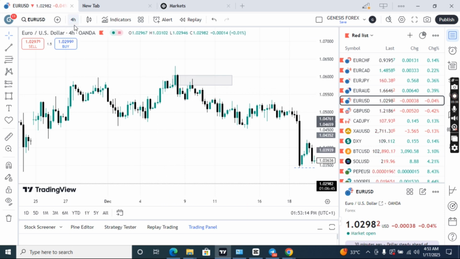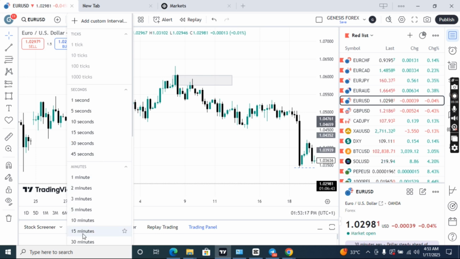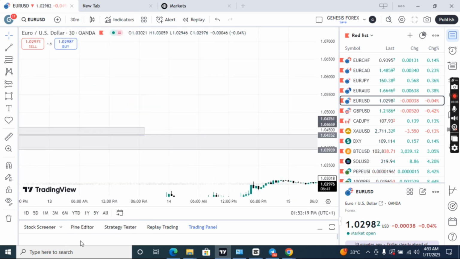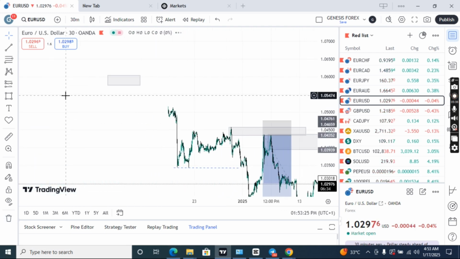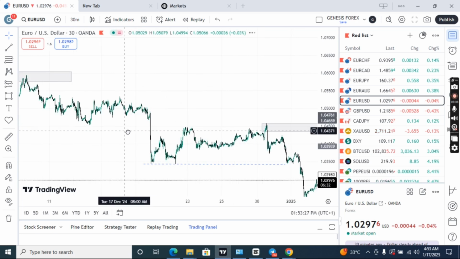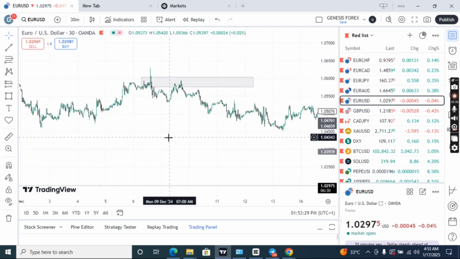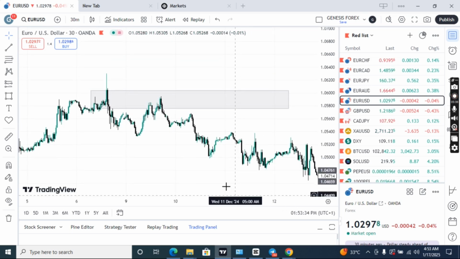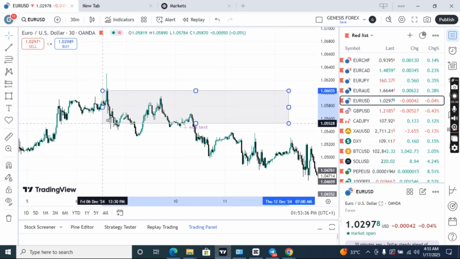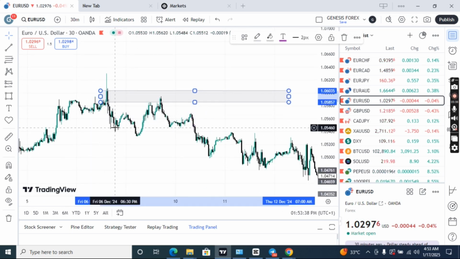So let me go to lower time frame. We go to 30 minutes time frame. Let's see if we can truly get a break of structure at that particular zone. Okay, this is this here, right here. Boom. So on 30 minutes time frame, you can still get an order block. So this order block is very, very valid, right?